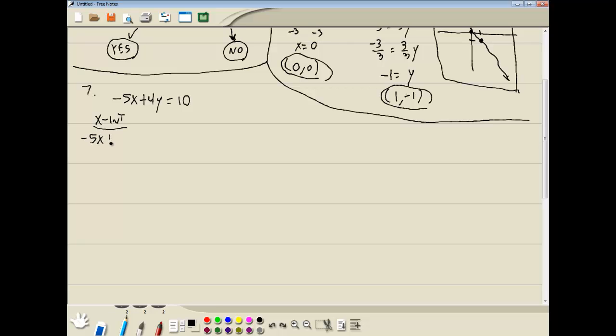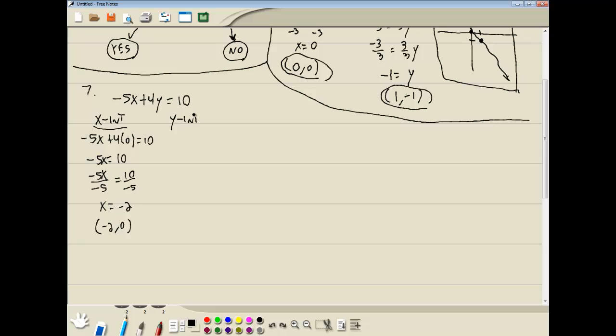So I got negative 5x plus 4 times 0 is equal to 10. And negative 5x is equal to 10. 4 times 0 drops away. Then we'll divide both sides by negative 5. And we get x is equal to negative 2. So this point would be negative 2, 0.